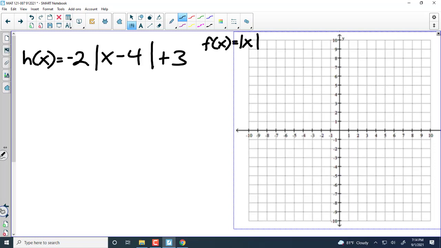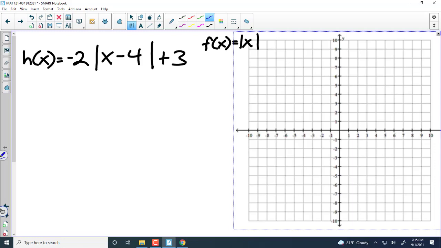Now when we move a graph left, right, up, down, reflect it, stretch it, shrink it, it might get a little bit distorted, it might get flipped upside down, but it's still going to keep that basic V shape. There's no way this graph is suddenly going to become the square root graph. It's going to stay that V shape, but maybe it'll look a little different.